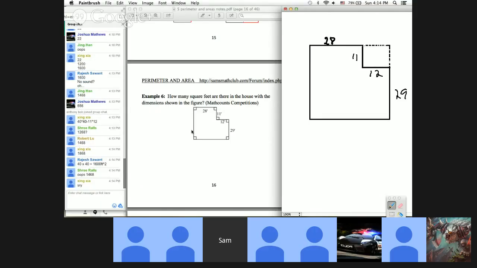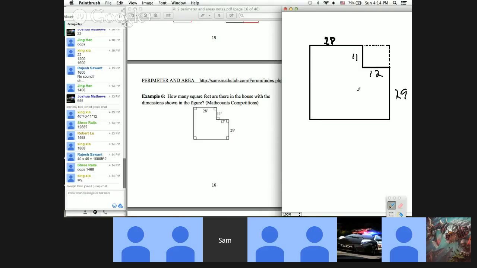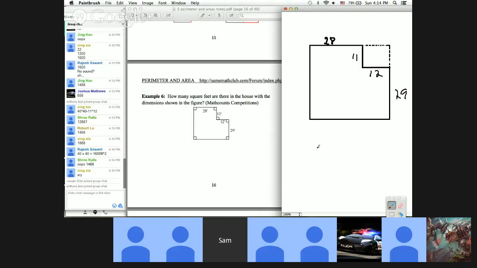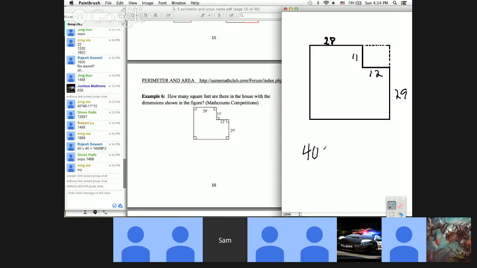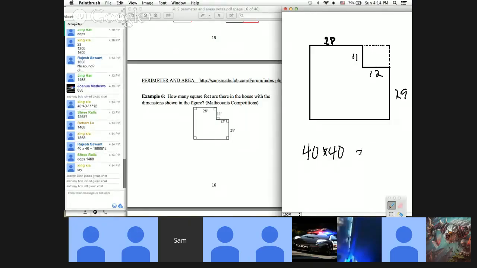So first off, if you look at it and you pull these out to the side, you figure out that this is a square, and it's actually a 40 by 40 square. So you just write that, 40 by 40, which equals 1,600. Oops. It's a little hard to write with this. Okay, but that's not what the question asks for.